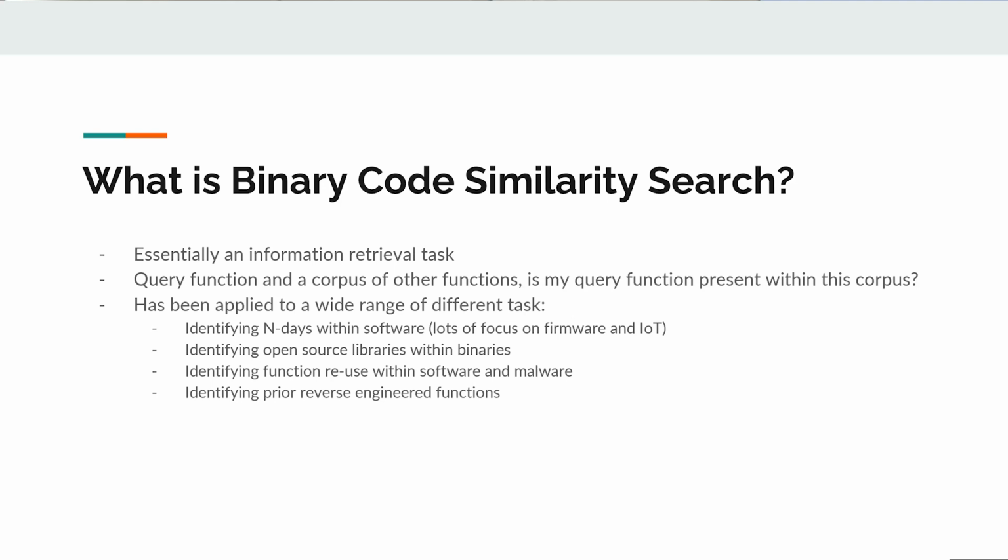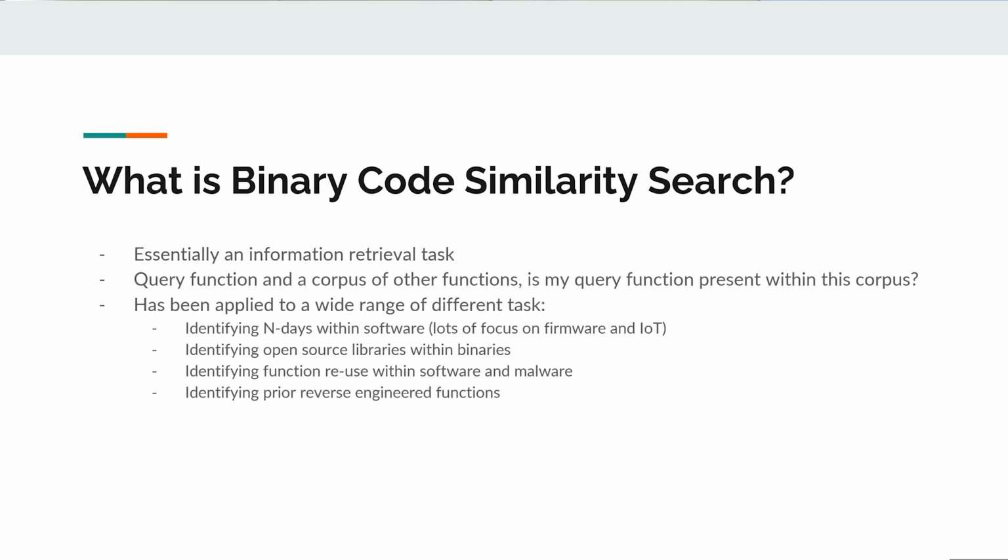It's been used for loads of different use cases and tasks, particularly within academia. There's things like identifying N-days. A lot of this research has been focused on firmware and IoT. Can we find the newest vulnerability in loads of different software at scale? There's quite a lot of research about open source libraries, and can you detect open source libraries in firmware, which is another interesting problem. There isn't a huge amount of research, but there's a growing area around whether we can look for function reuse in malware. I guess the challenge there is finding the function you search for, given some of the techniques they use, but that's a growing area.